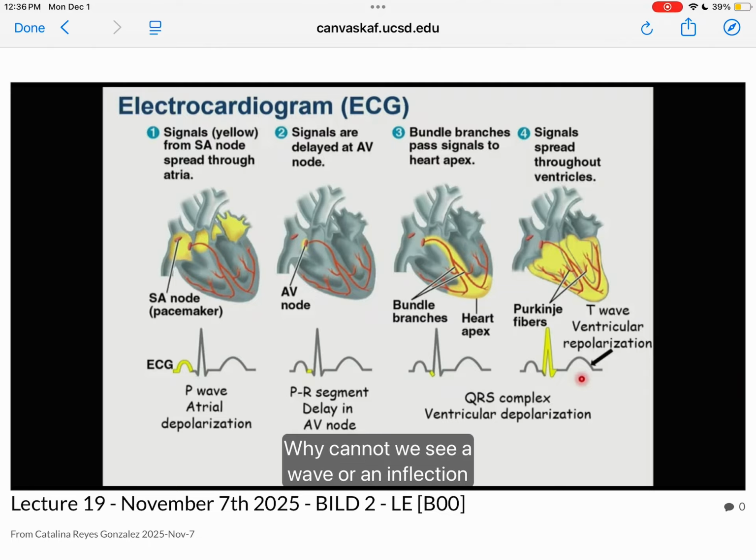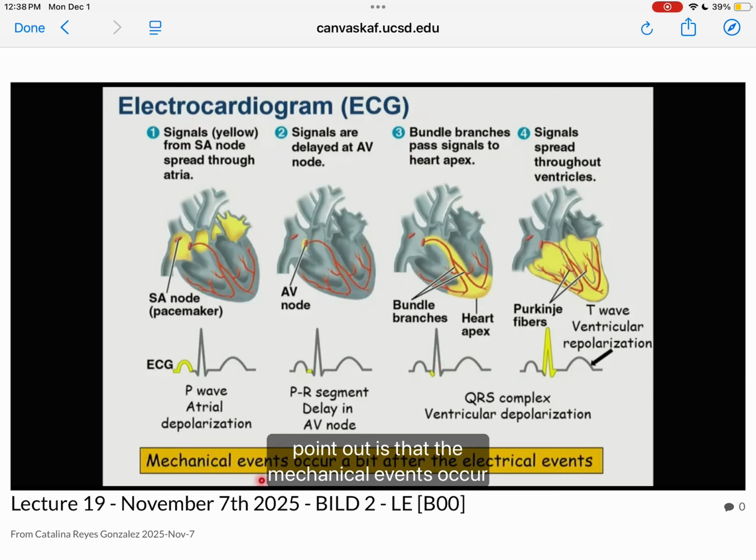What do you think is going on? Why cannot we see a wave or an inflection indicating the repolarization of the atrial muscle cells? We see the depolarization, and shortly after, we should have the repolarization. What do you think is going on? Just a wild guess. It's simpler than you think. Yeah. So there is a refractory period, absolute and relative, like in the neurons and in the skeletal muscle cell. But they are repolarizing. It's just that the QRS complex is so big, it masks it. So if you were to block the signal from going through the AV node onto these ventricles, you wouldn't have a QRS, but you would see the repolarization of the atria, because it happens at this time right here, but it gets covered, masked by that QRS. Does that make sense? All right.